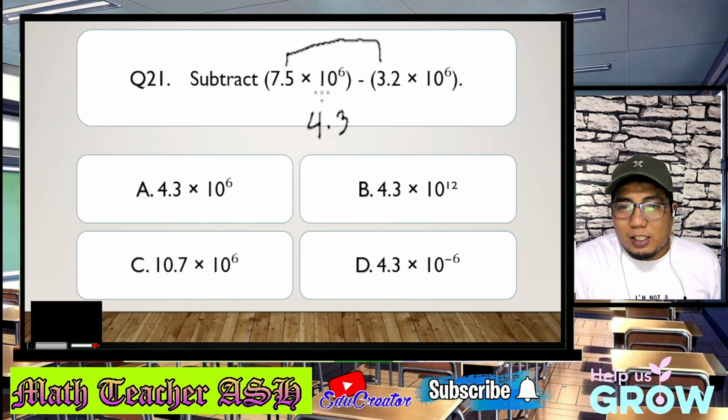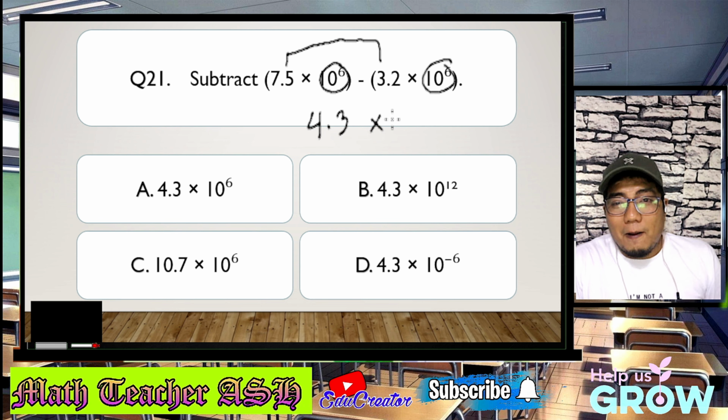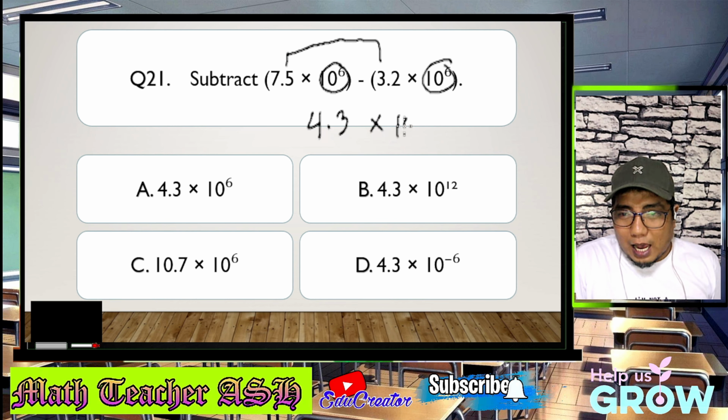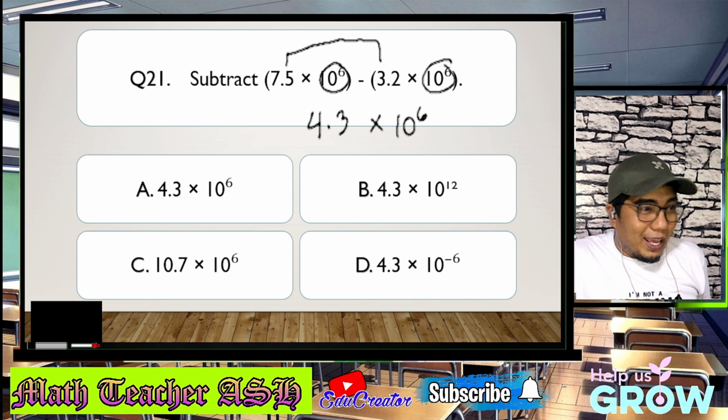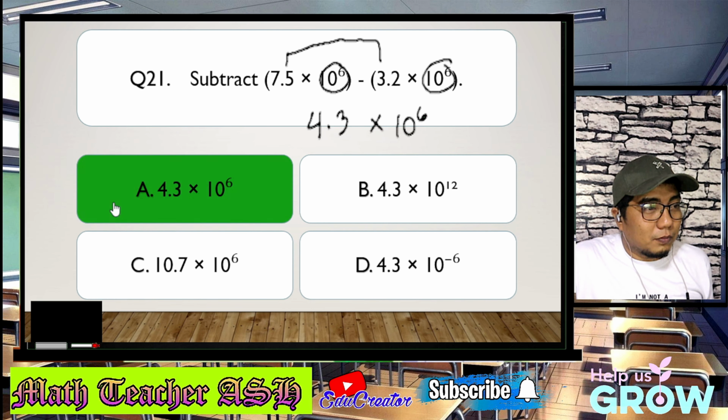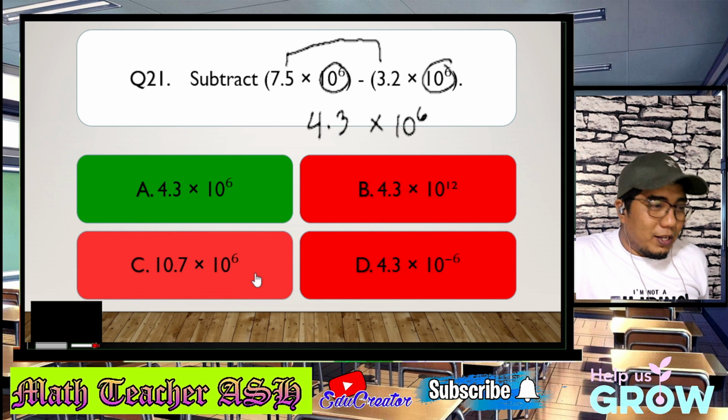Now, since your powers are the same, 10 to the power of 6 and 10 to the power of 6, what you will do is the same as what we did earlier in our addition of scientific notation. You just copy it. So your final answer would be letter A. Let's check whether we are correct. Easy, right? Very easy, my dear math learners.